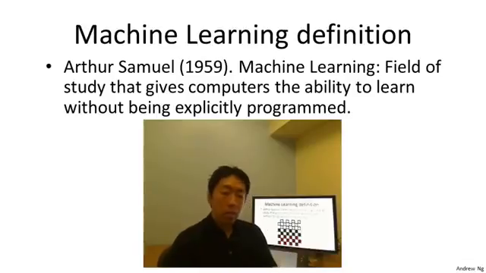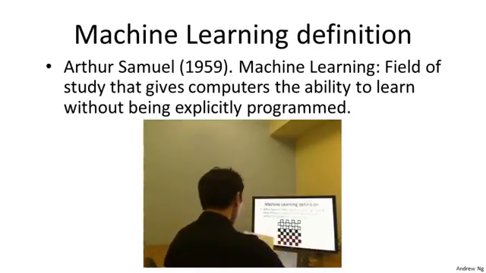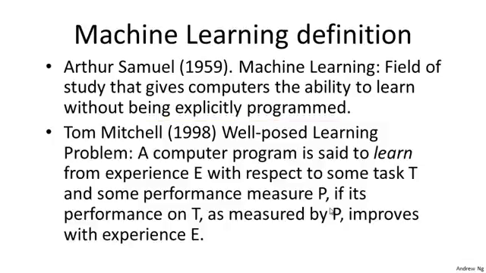Here's a slightly more recent definition by Tom Mitchell, who's a friend out at Carnegie Mellon. Tom defines machine learning by saying that a well-posed learning problem is defined as follows. He says, a computer program is said to learn from experience E with respect to some task T and some performance measure P, if its performance on T as measured by P improves with experience E. I actually think he came up with this definition just to make it rhyme.